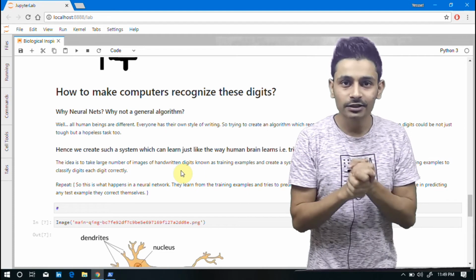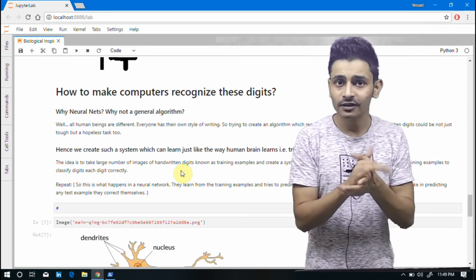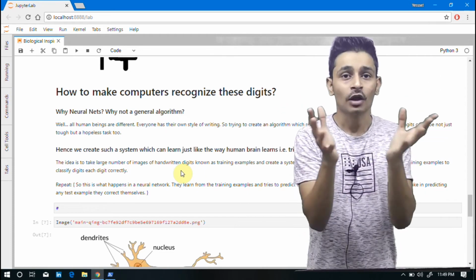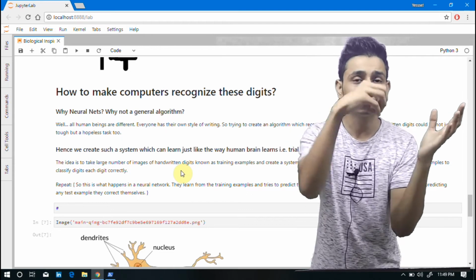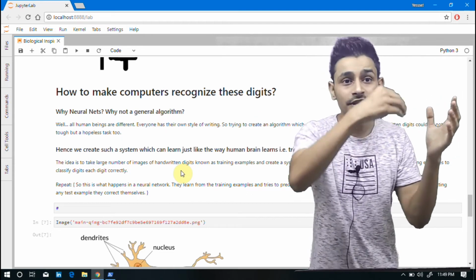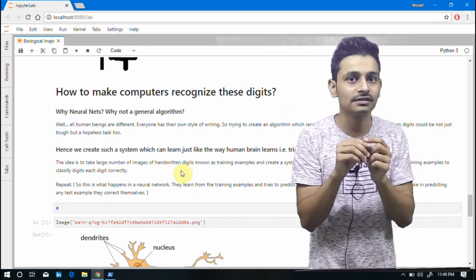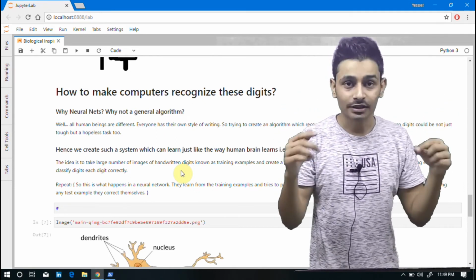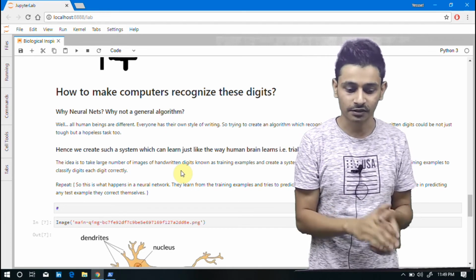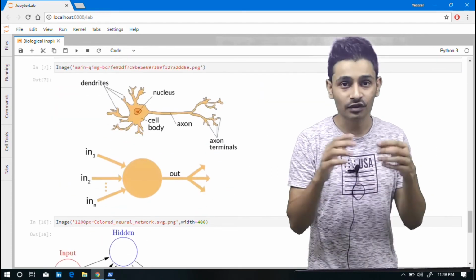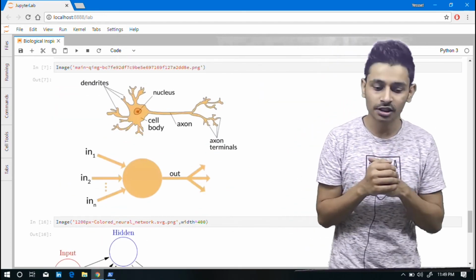So that's where neural networks come into the picture. Neural networks are nothing but a system which tries to learn from the training data or the input data themselves. There is no need for us to explicitly specify any kind of rule. So that is the speciality of neural networks. So let's see the relation between an artificial neural network and a biological neural network.